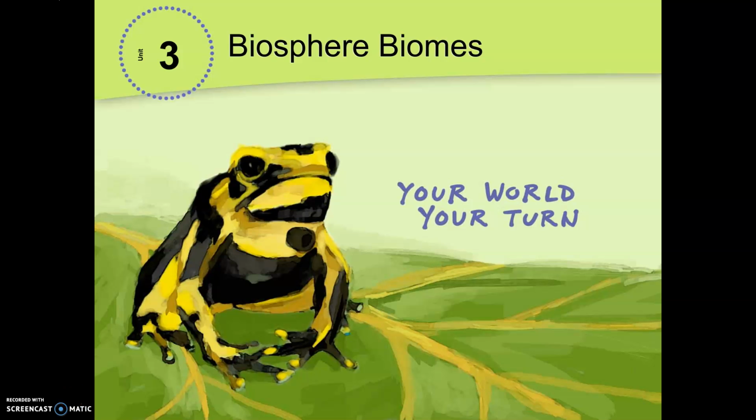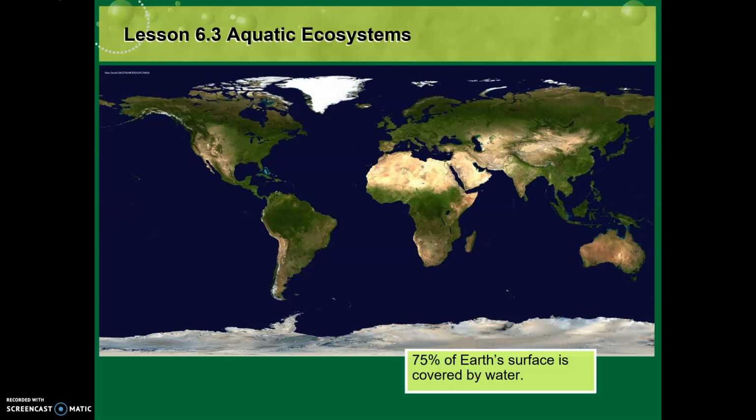Hi everyone, so we're going to move on to the next part of our biomes unit where we're going to be talking about aquatic biomes. So we're going to be talking about different types of aquatic biomes here. As we know, our Earth is covered in 75% water between our oceans, our lakes, ponds, rivers, all of that incorporates into that 75%.